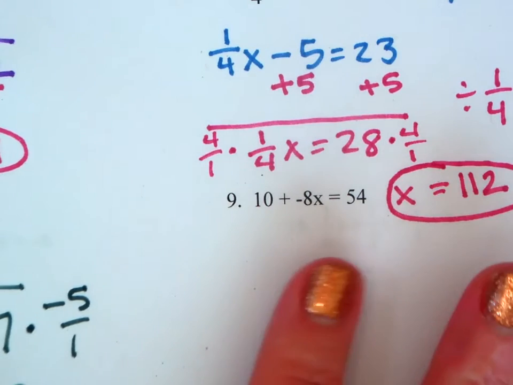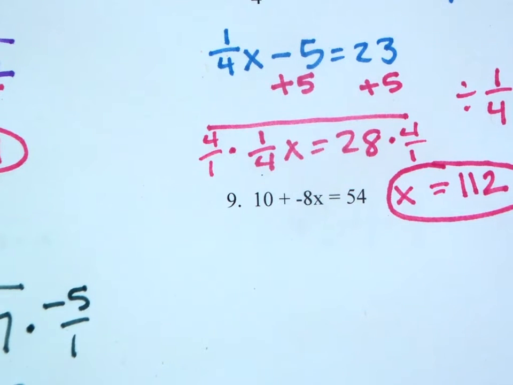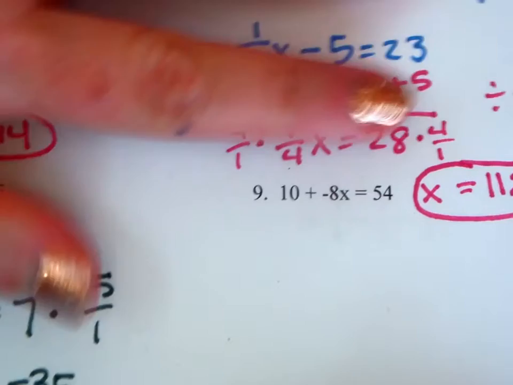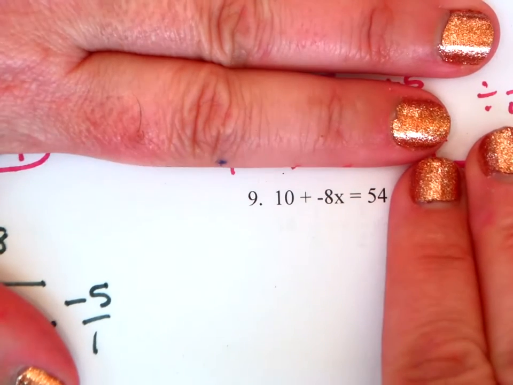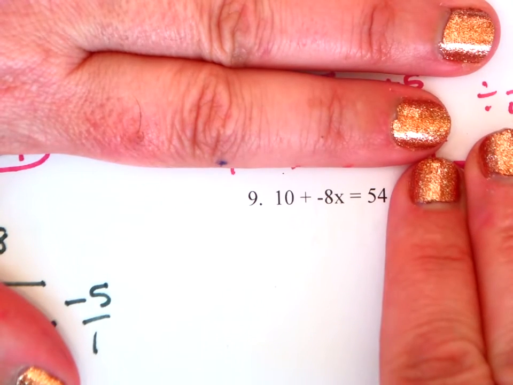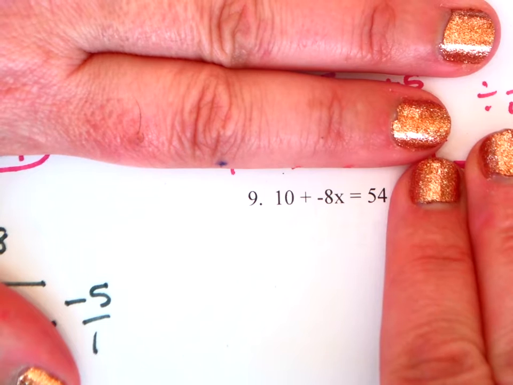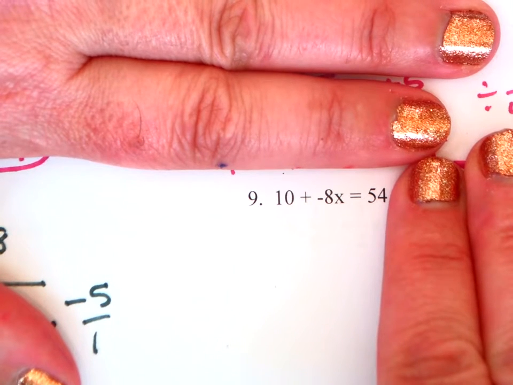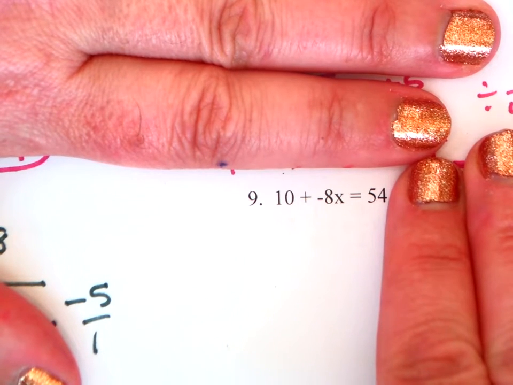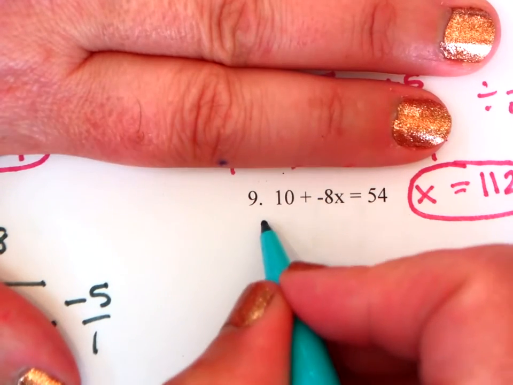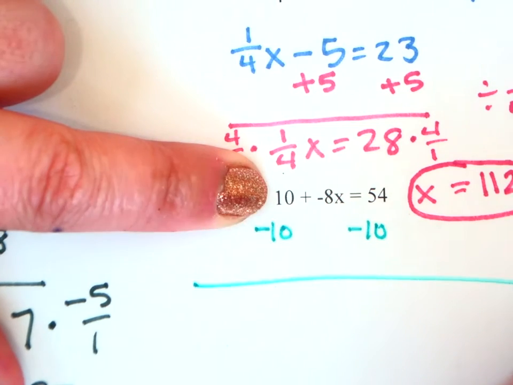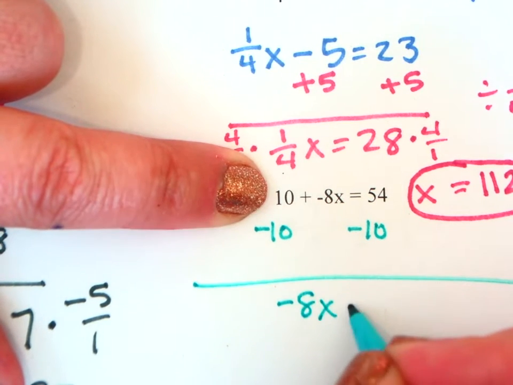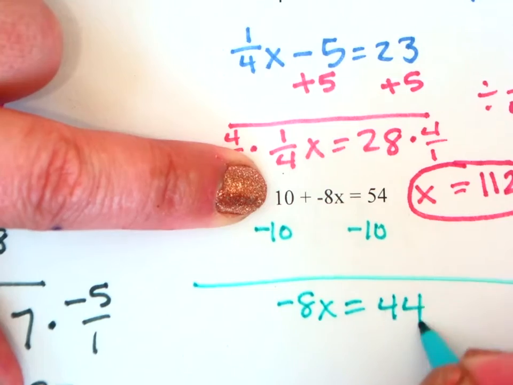Okay. This one I think is maybe a little simpler, although the answer does end up being a decimal. So in some cases that seems a little harder, but here, 10 minus 8x. If we look at what we have, 10 plus negative 8x equals 54, but it's the same as 10 minus 8x equals 54. So the first thing I'm going to do is get rid of that positive 10 here. So I'm going to subtract the 10. We have negative 8x, and 54 minus 10 is 44.